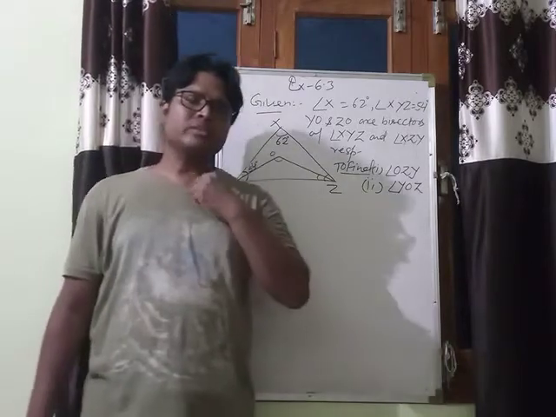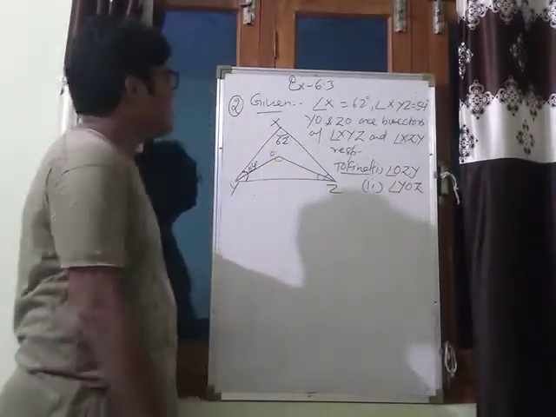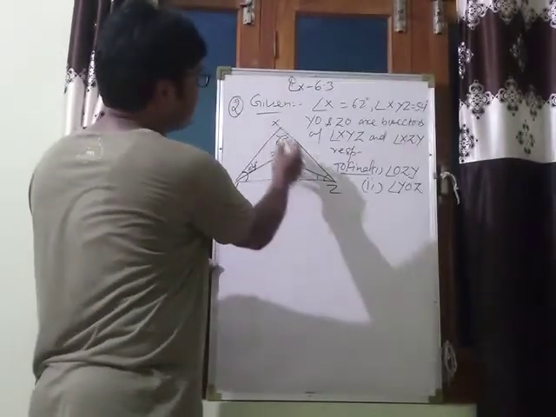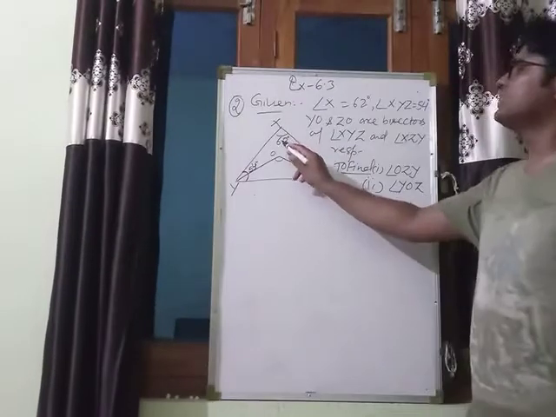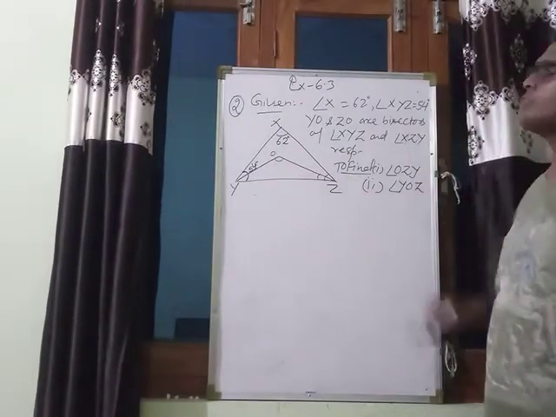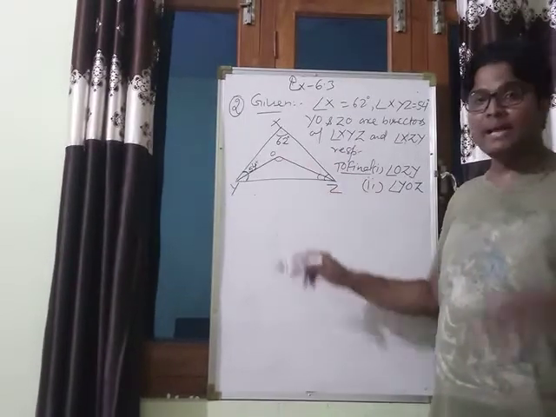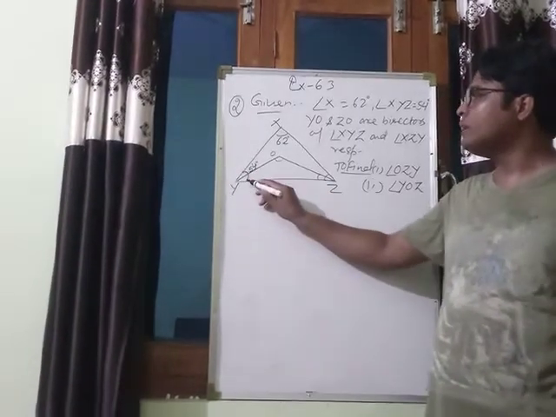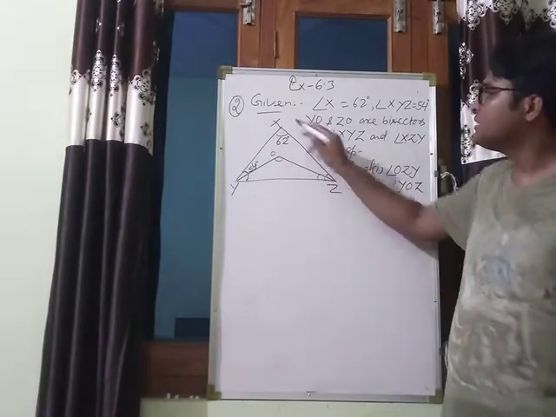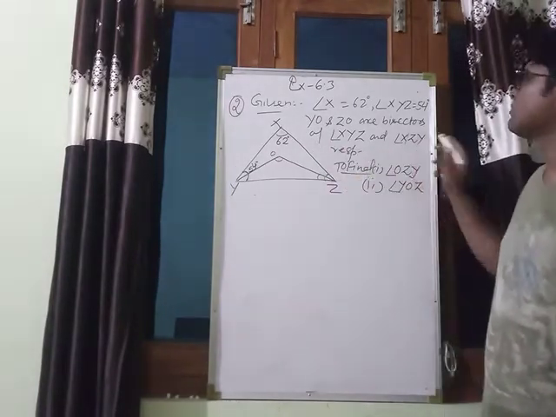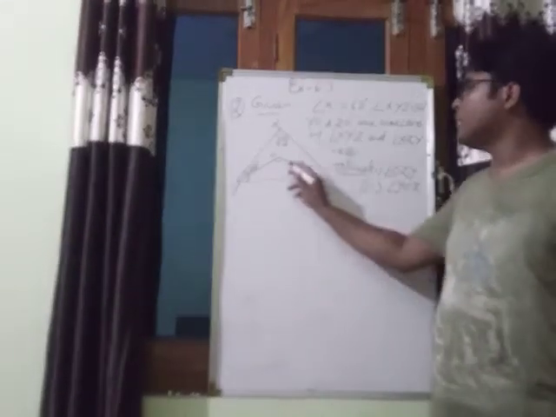Now everyone read question number 2 of exercise 6.3. What is given here? XYZ is a triangle in which angle X is 62 degrees, angle Y is 54 degrees, and YO and ZO are bisectors of angle Y and angle Z. Y is read as XYZ and Z is read as XZY. We have to find out angle OZY.